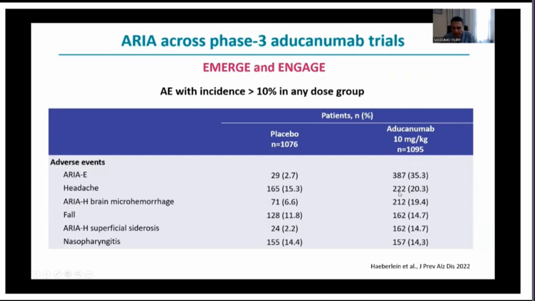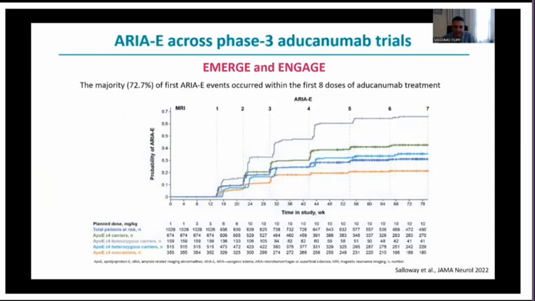increase of headache occurrence due to the fact that when we have ARIA-E and ARIA-H, we might have headache as a symptomatology associated with it, as we said before, and a slight increase in falls, which again may be due to the encephalopathic condition. At any rate, there is nothing else appearing in these two phase 3 trials in terms of frequent adverse events apart from ARIA-E and ARIA-H.